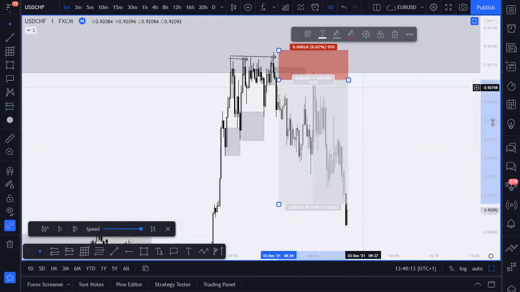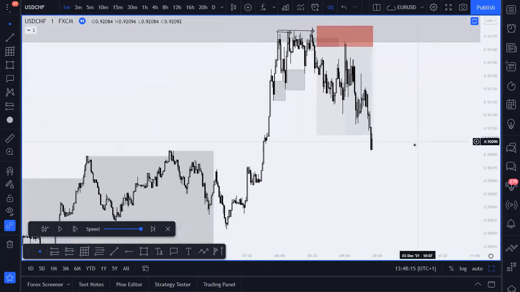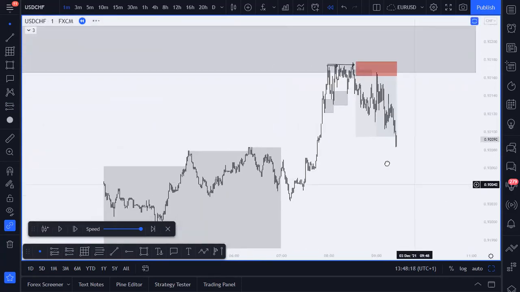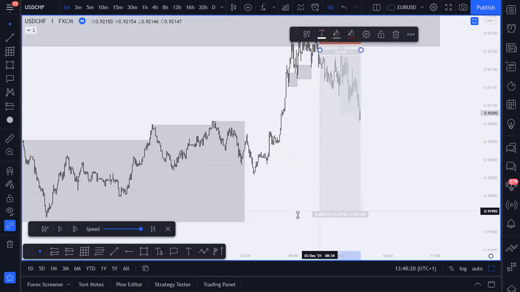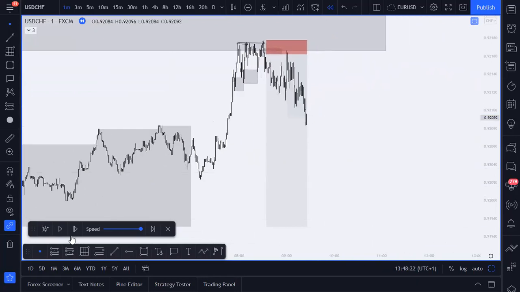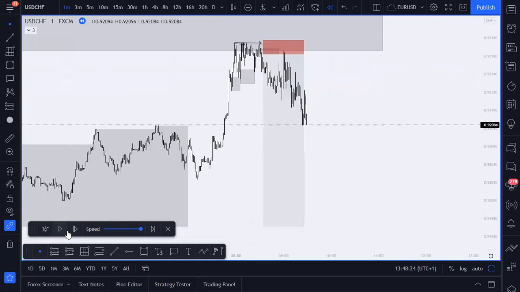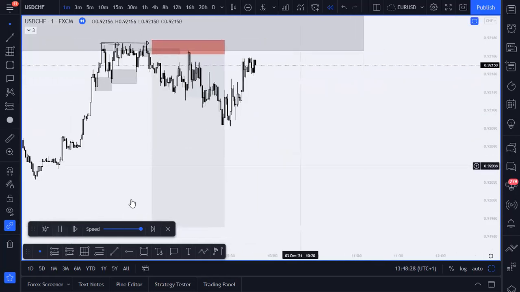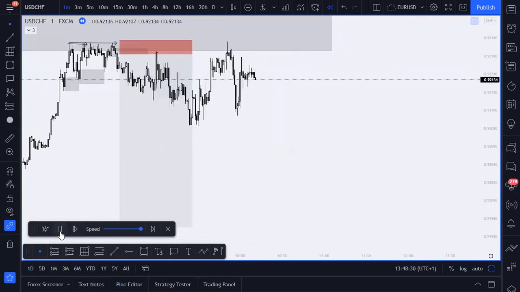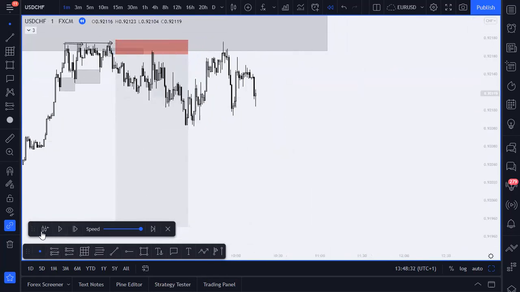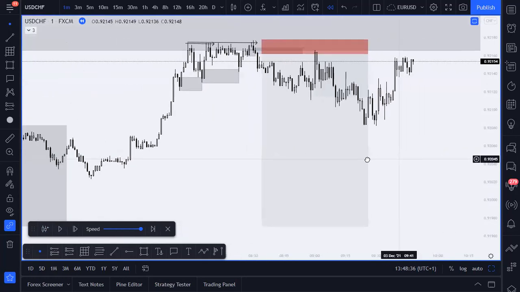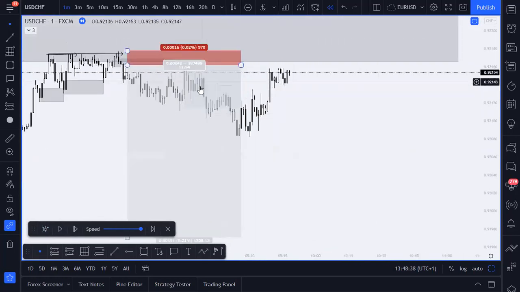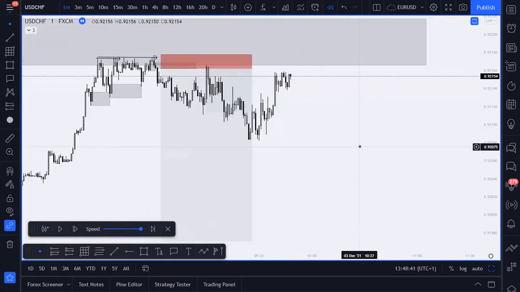So this is basically what I do. I would close my partials here and then let some runner go to the Asia low if we get there. So, okay, we're pulling back. Okay, let's see, replay price. Let's see if we can get a re-entry. So we are break even again on the rest of the position.